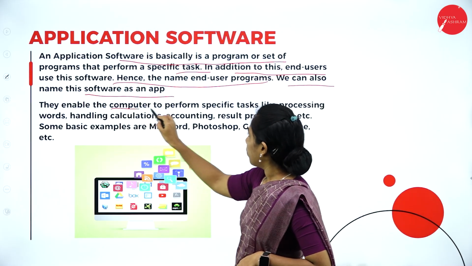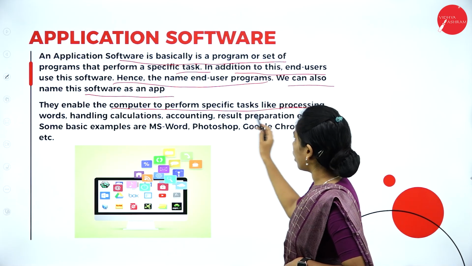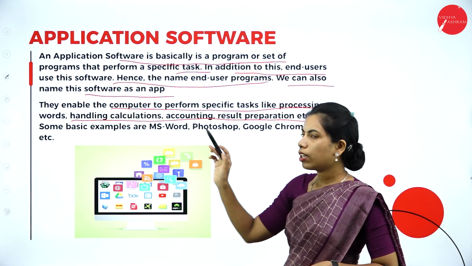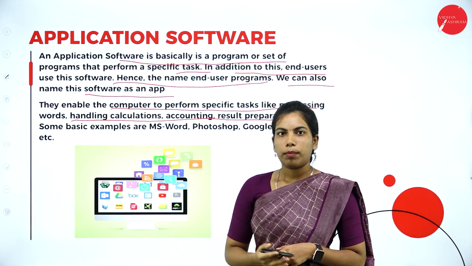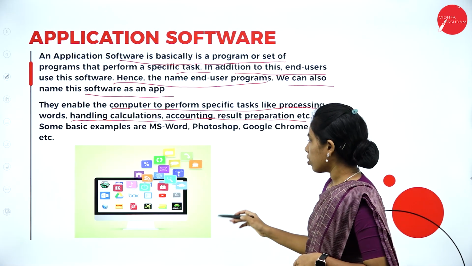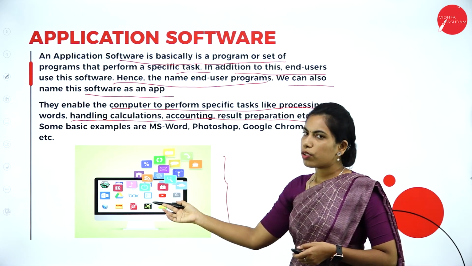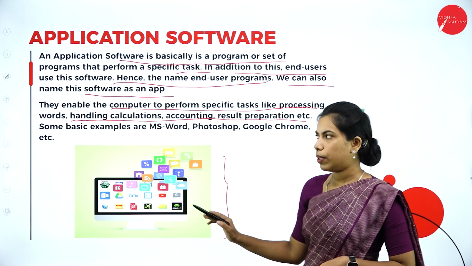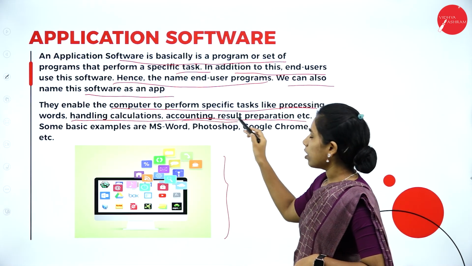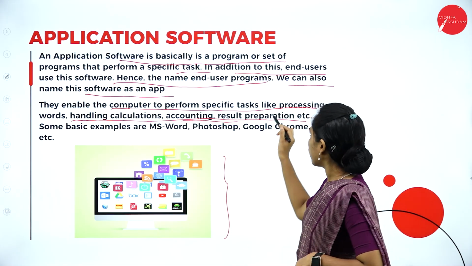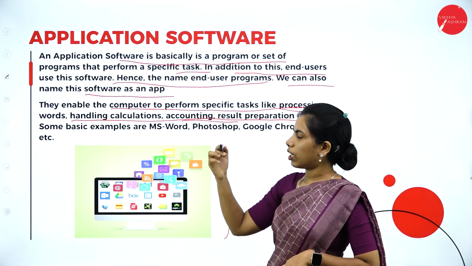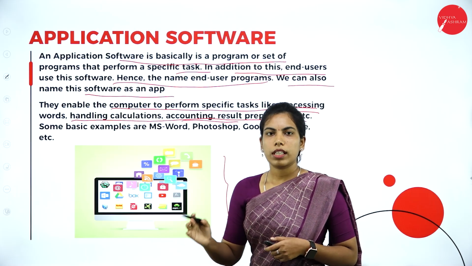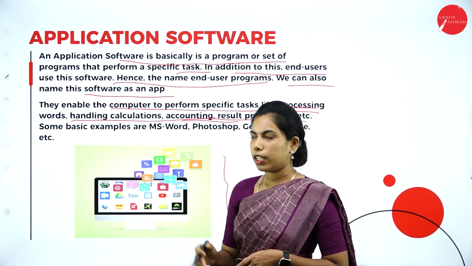They enable the computer to perform specific tasks like processing words, handling calculations, accounting, result preparation. These are all some basic examples for the application software. Here you can see one diagram. In the system we can install many software or applications, that is called an application. You can give examples like processing words and also handling calculations, accounting, result preparation. These are all the basic examples for the application software.